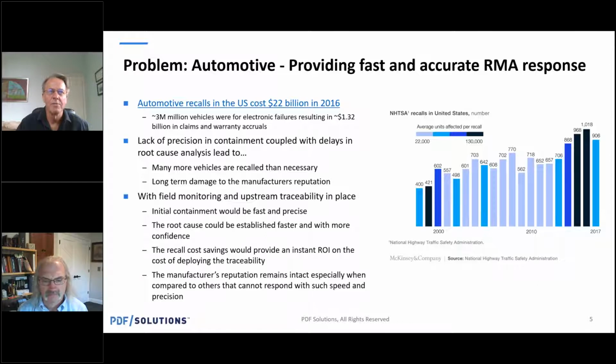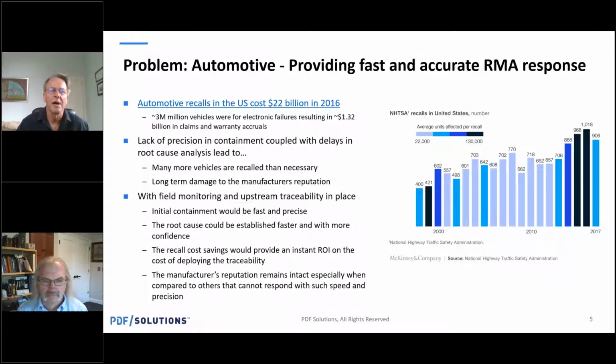It doesn't have to be that bad. When a recall occurs, typically a huge number of cars get returned, because manufacturers are unable to completely identify which cars are actually affected by the root cause. So many more cars are returned than are really necessary, and of course, that damages the manufacturer's reputation significantly.